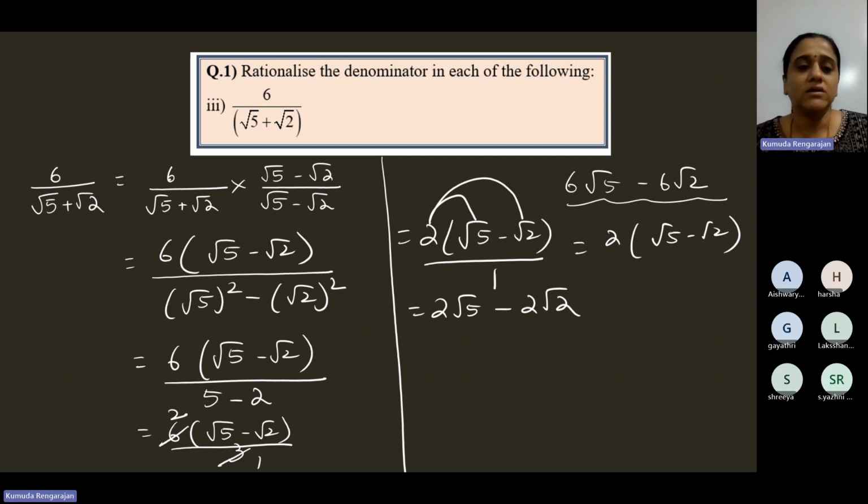So remember, in the numerator, if you have a factor like this, don't multiply. Don't open the brackets. Just wait till the end. See if you can simplify something between the denominator and the numerator 6. Here it is possible. So simplify and then you can open the brackets.